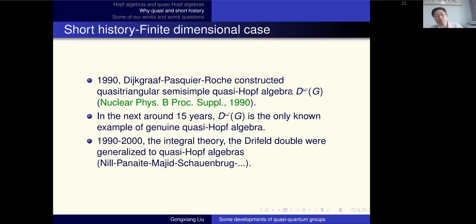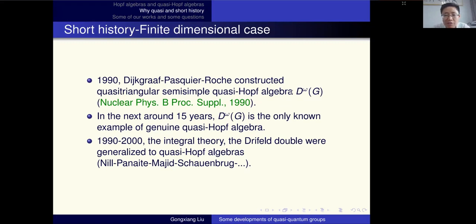Although his proof had some gaps, he gave the intuition. His intuition is correct. He told us the Drinfeld double of a quasi-Hopf algebra is still a quasi-Hopf algebra. It means that as an algebra, it is still associative. Okay, we fixed this gap through Scharenberg at last, and others, of course, not only Scharenberg.